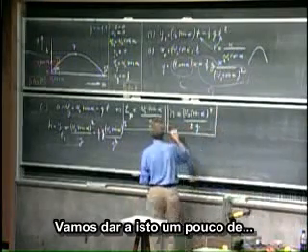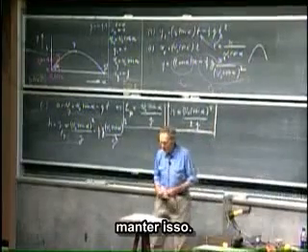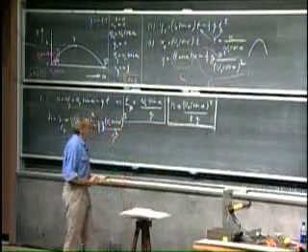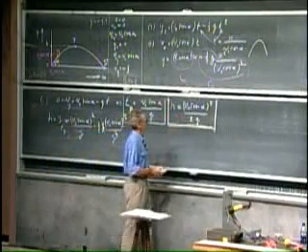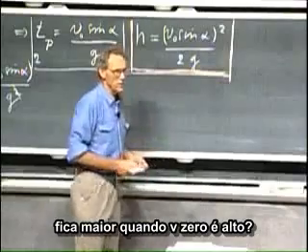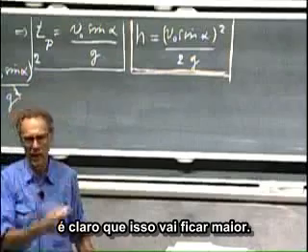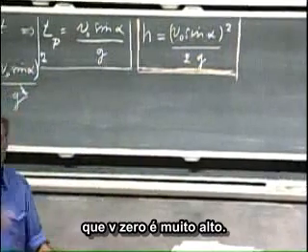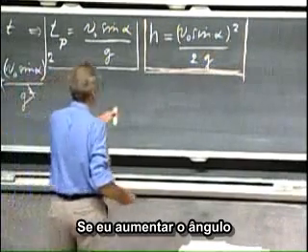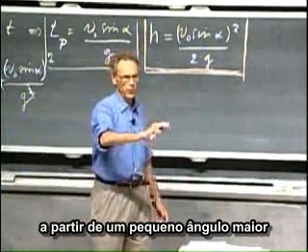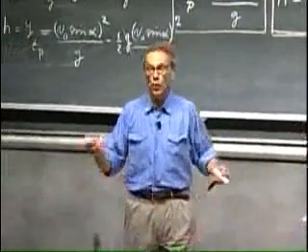Let's give that some color, because we may want to keep that. Is it reasonable that that point, that highest point in the sky, gets higher when v0 is higher? Of course. If I shoot it up at a higher speed, of course it will get higher. So it is completely intuitive that v0 is upstairs. If I increase the angle from a small angle to larger and larger and larger, is it reasonable that it will get higher? Of course.